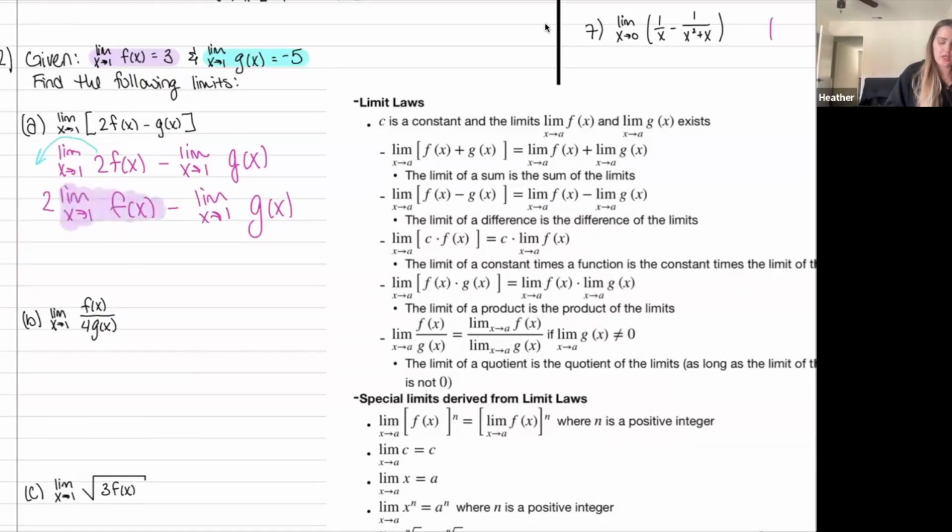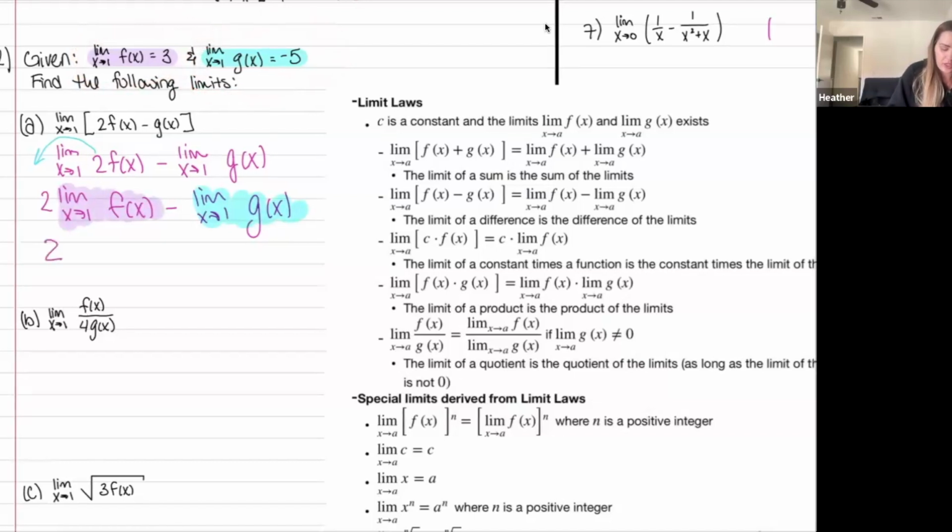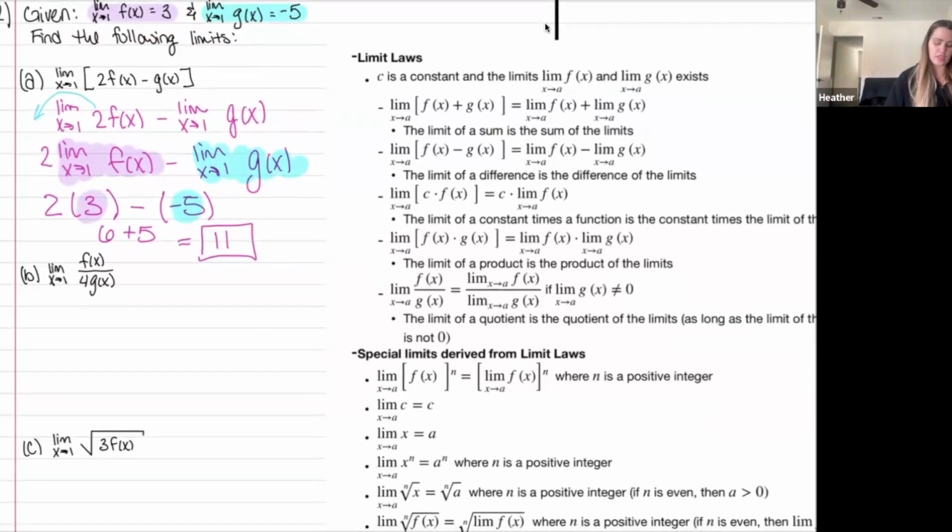So this chunk here is the same as this chunk up here, and this chunk here is the same as this chunk up here. So I'm gonna go ahead and plug in those numbers. I got 2 times 3 minus -5, and that is going to be my limit. So this is where they came from. 2 times 3, I got 6, minus becomes plus, and this limit equals 11. Awesome.